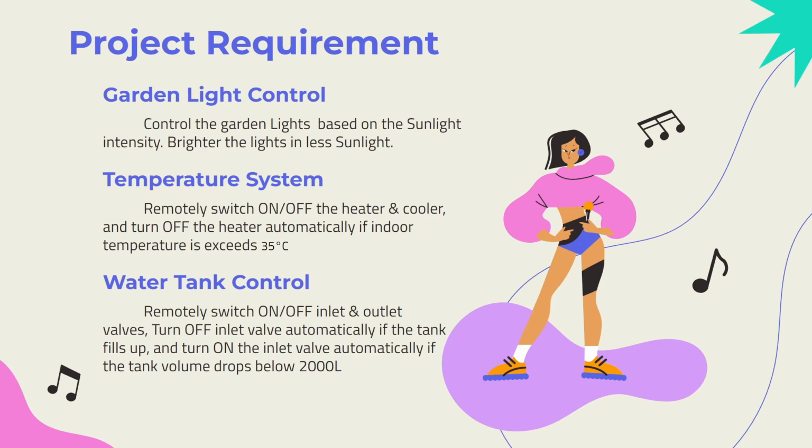Okay, so next one is the temperature system. In most houses we have a heater and cooler, like in the winter places, the snow falling places. They have a heater for the winter time and a cooler for the summer time, right? So this temperature system is used to control the temperature inside the house. Usually the room temperature is 28 degrees, right? So here we are going to control that using the IoT device. Remotely switch the heater and cooler on and off, and turn off the heater automatically if the indoor temperature exceeds 35 degrees Celsius. So that's the temperature system requirement.